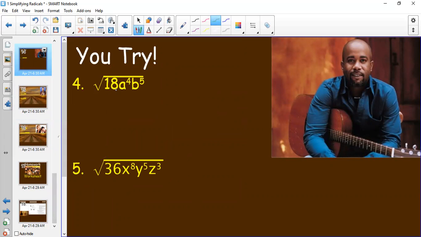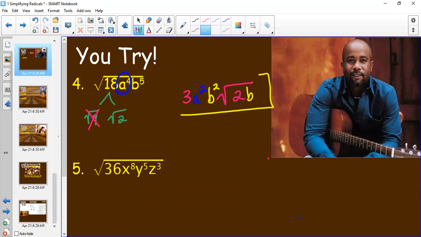All right, here's your answers. Square root of 18, not a perfect square, break it up. 9 times 2. Square root of 9 is 3. That goes outside. 2 stays inside. All right, do letter by letter here. A to the 4th. How many pairs? We would have 2 pairs. Pairs go outside. On B, we'd have 5 B's. That would give us 2 pairs with 1 left over. That should be our answer for number 4.